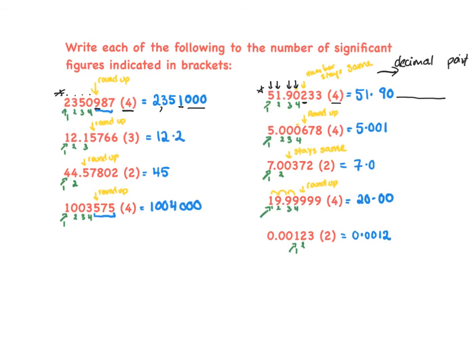All right, so let's do this one here. We've got 3 significant figures. So we've gone 1, 2, 3. We've looked at the 4th one. Do we have to round up? Yes. So we round that up to 2, and there's my 3 significant figures. What happened if I said 3 decimal places? What would this one be? It would be 12.158. So it is different, isn't it? So you've got to be careful.